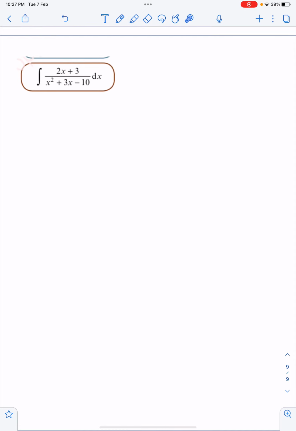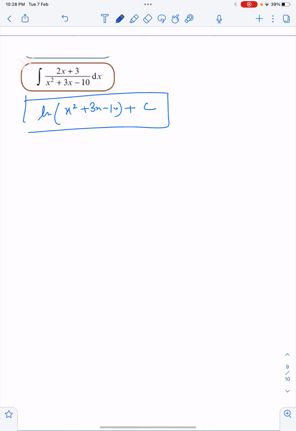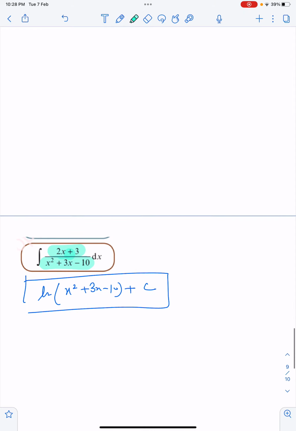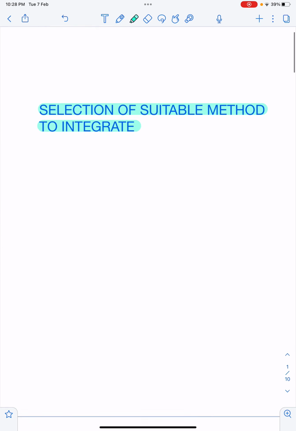Okay, the next question is this one. If we notice, the differentiation of this is 2x plus 3, which is already found up in the numerator, so you can write this as ln|x² + 3x − 10| + c. This will be the final answer, because we see that the differentiation of this is found in the numerator.